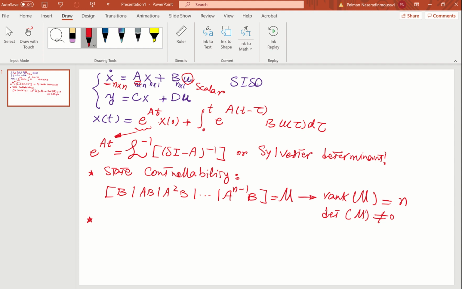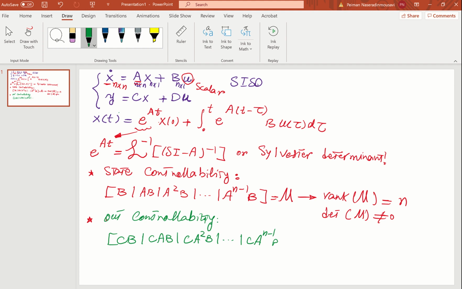And then we came to output controllability. You have to check this matrix: CB, and from the left you multiply by C, so CAB, CA squared B, and CA to the n minus 1 B. You have to check again the singularity or non-singularity of this matrix.